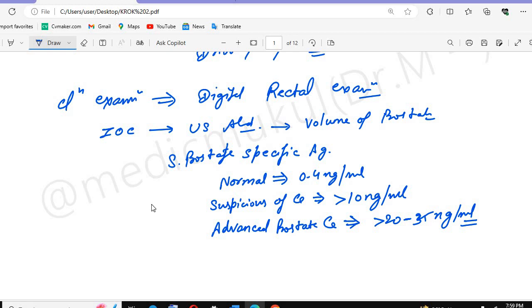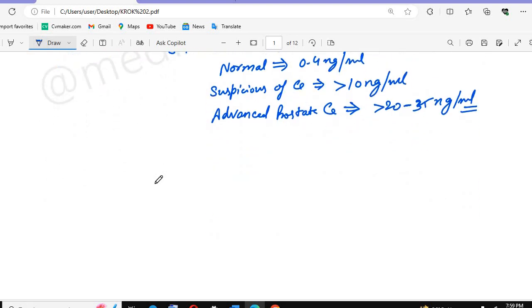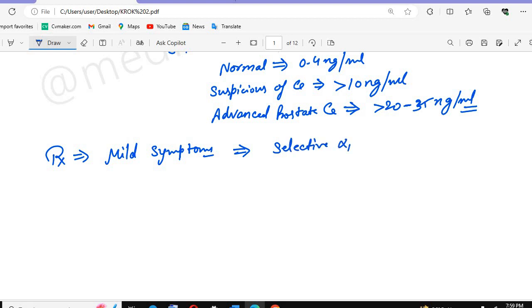Now the treatment can be asked in this question, and this is important for other examinations also. Remember, if you have mild symptoms, we give medical treatment, and what will we give? Selective alpha 1 blockers. There are two, alpha 1A and alpha 1B. Here we will give selective alpha 1A blockers, and this will relax the prostatic urethra. That's why they will help to increase the urine flow.